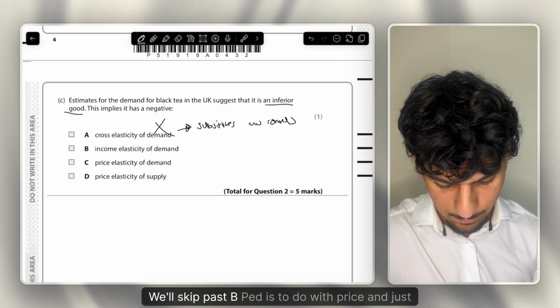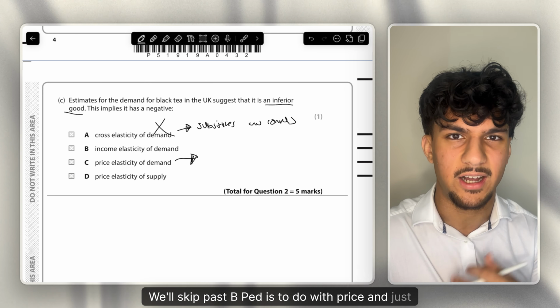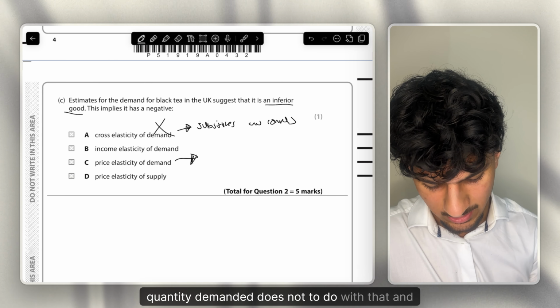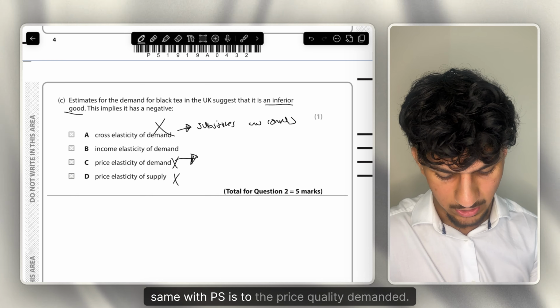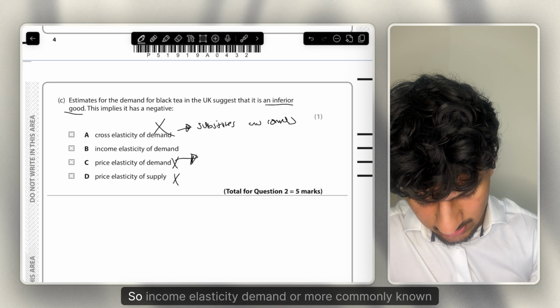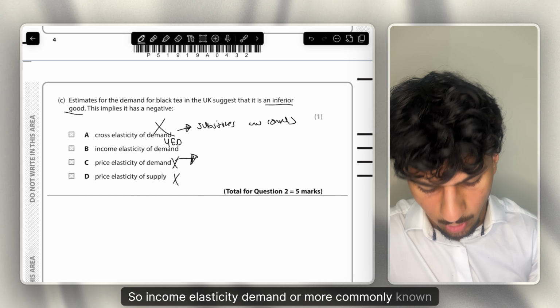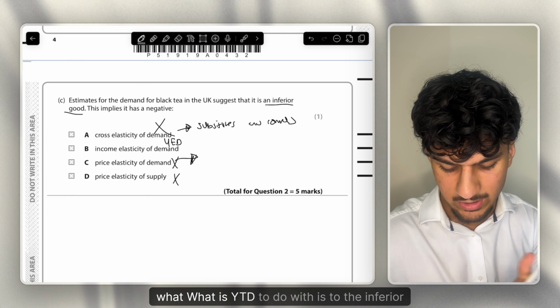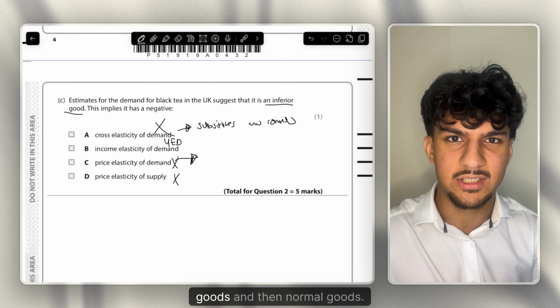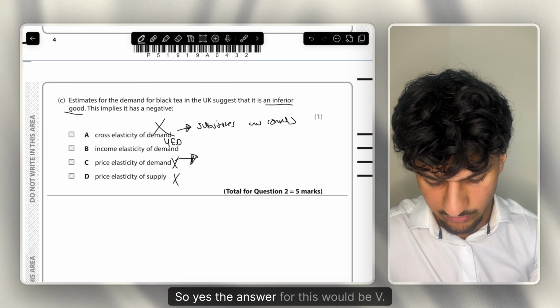We'll skip past B. PED is to do with price and quantity demanded. It's not to do with that, and same with PES, it's to do with price and quantity supplied. Then what is Y? Income elasticity of demand, or more commonly known as YED. What is YED to do with? It's to do with inferior goods and normal goods. So yes, the answer for this would be B.